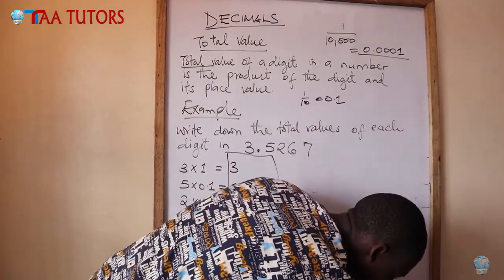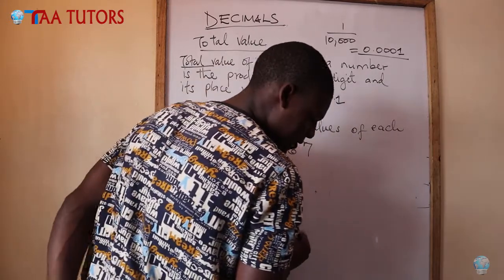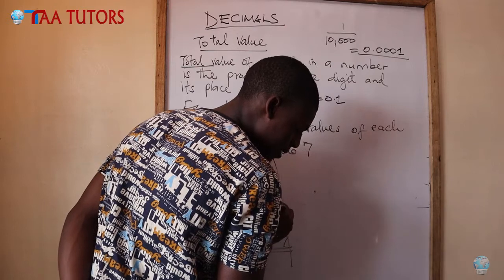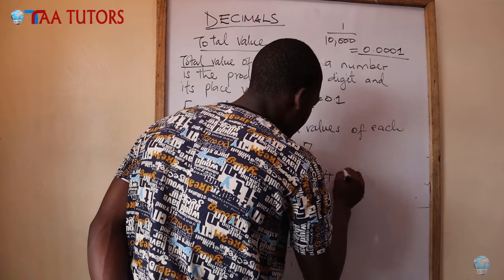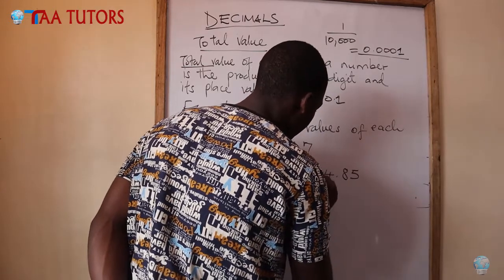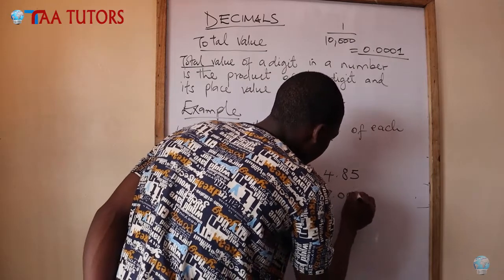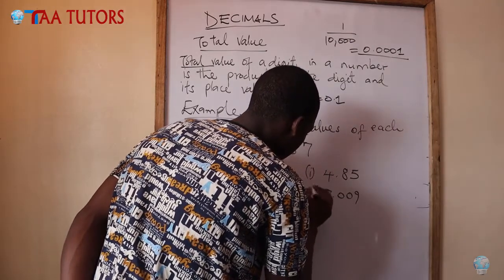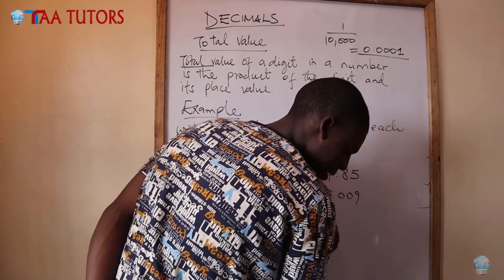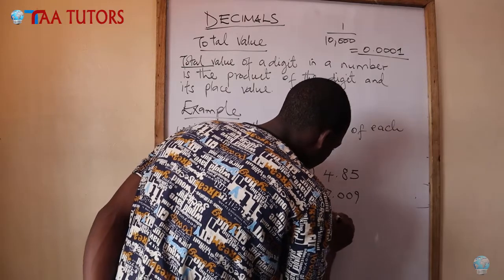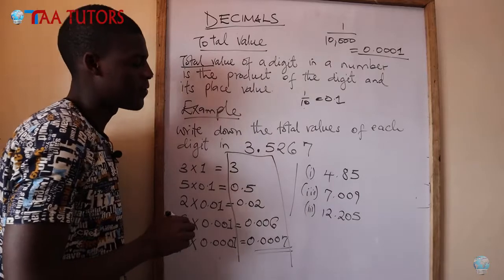Like if we have a number like, let's say, 4.85, the first one, then the second one 7.009, and maybe the third one, we will have 12.205. You can try the 3 to gauge yourself if you understand.